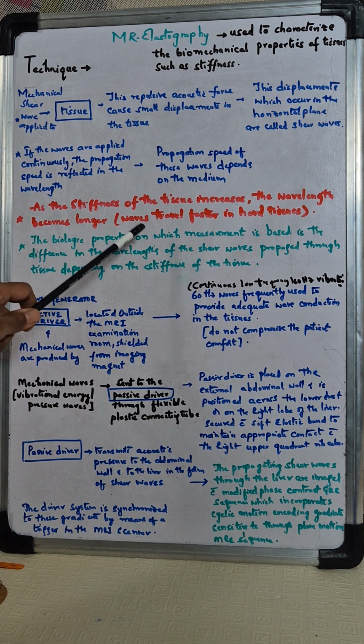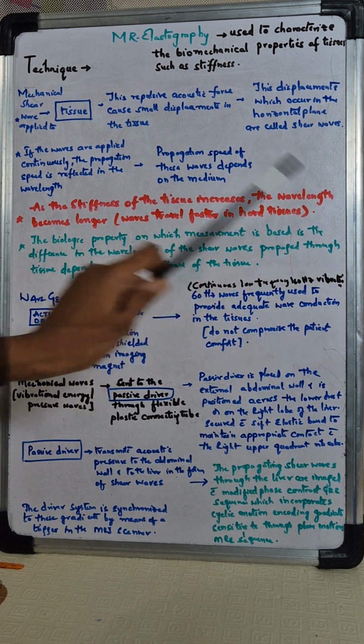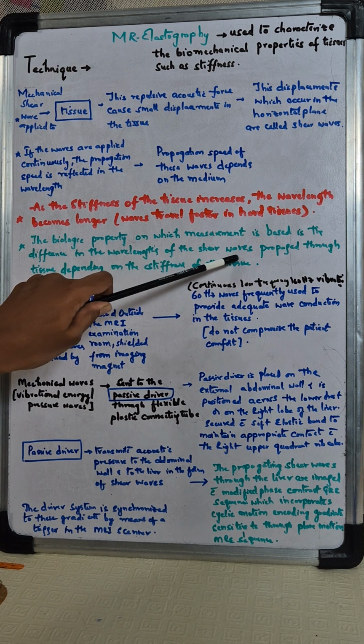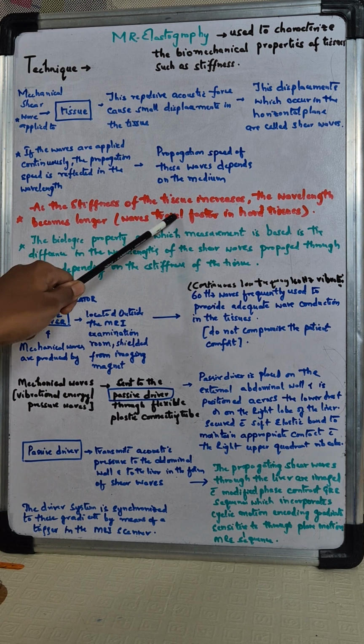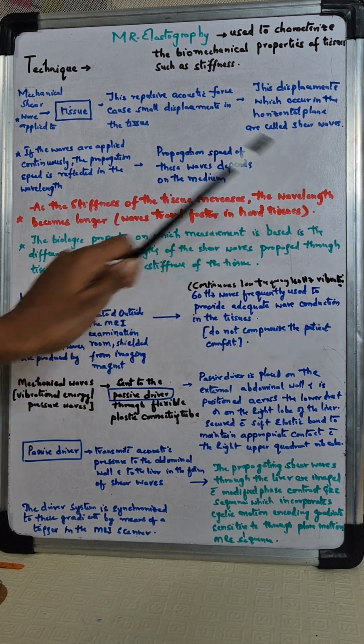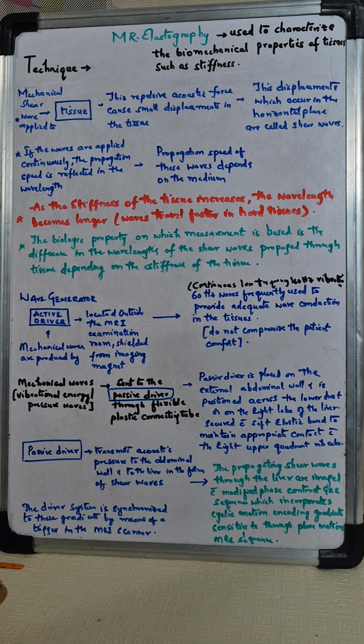The biologic property on which the measurement is based is a difference in the wavelengths of the shear waves propagated through the tissue depending on the stiffness of the tissue. According to this, the waves travel faster in harder tissues, so the wavelength becomes longer as the stiffness increases.